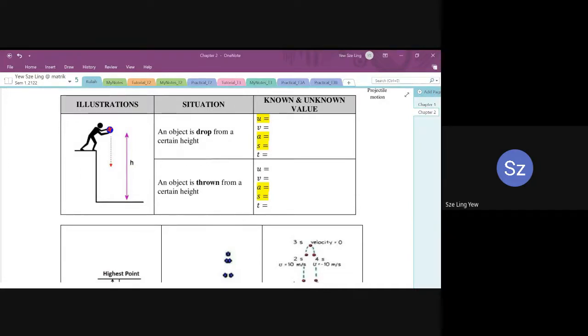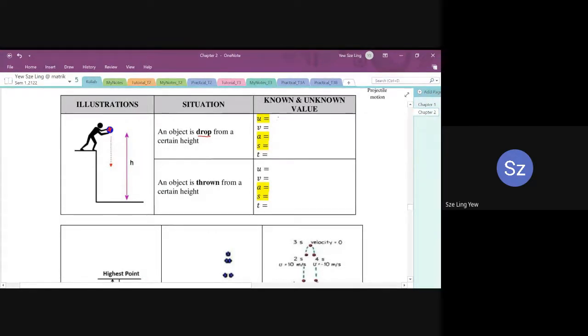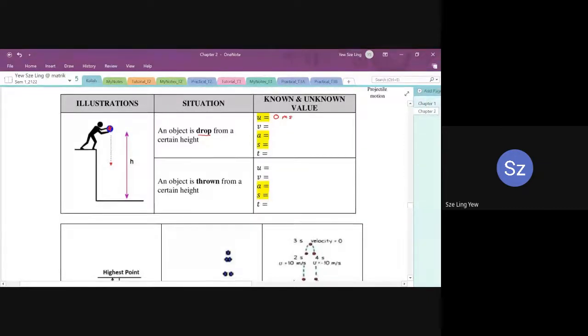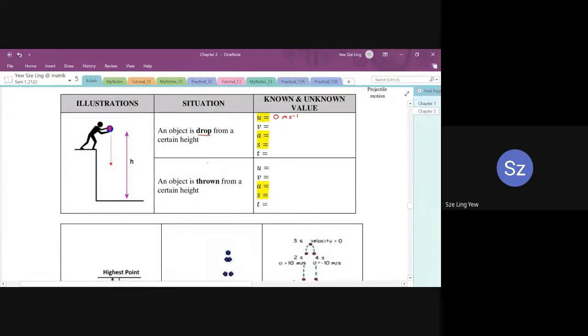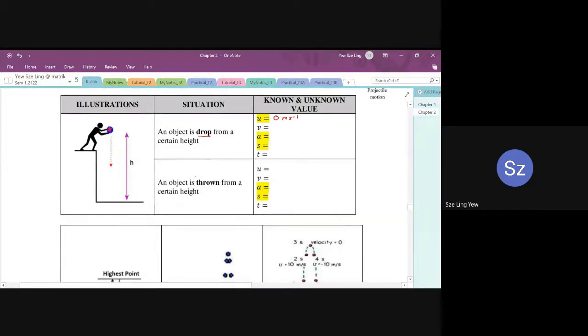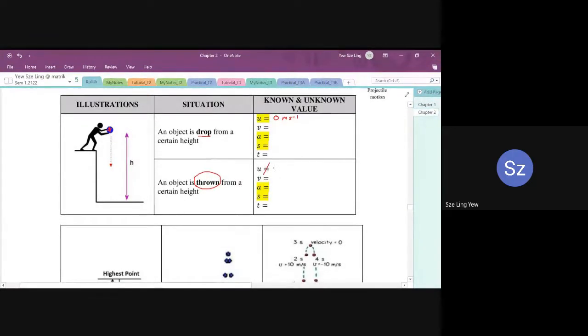If you drop something, you just hold it and then you open your hand and let it drop, which means initial velocity is 0 m/s. The highlighted terms in my notes are the values that you should know even before you start answering the questions. The information that you should know before you answer the question. So if you drop something, then u is equal to 0. If you throw something, then u is unknown, because it is not equal to 0.